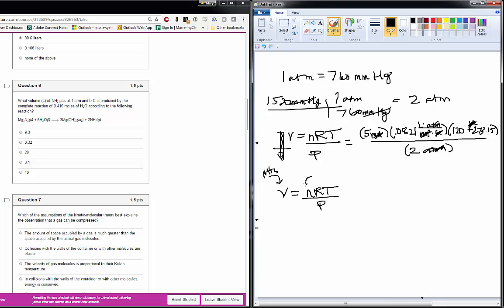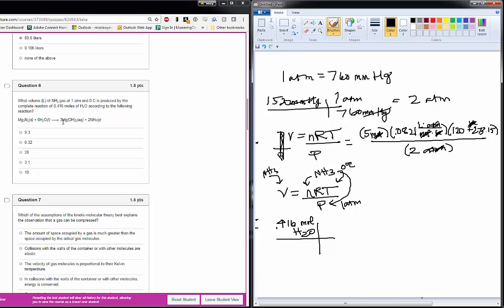So we need the number of moles of NH3. We need the temperature that NH3 is at. We need the pressure that NH3 is at. So that's fine. They tell us the pressure is 1 atmosphere. They tell us the temperature is 0 degrees Celsius. But they don't give us the number of moles of NH3. They give us the number of moles of H2O. So that's our first step. How do I get to moles of NH3 if I start with moles of H2O? That's not too bad. I know how to do that. I did that on the last test.